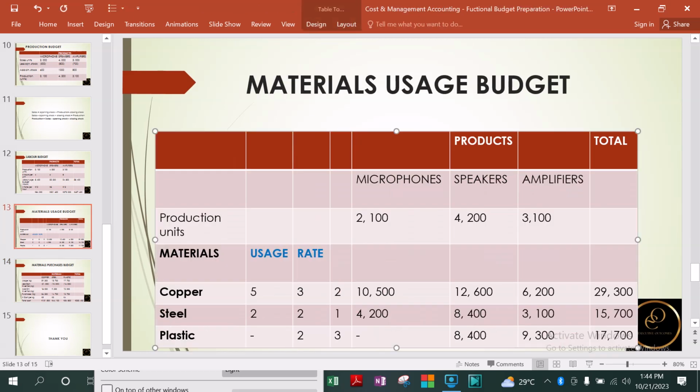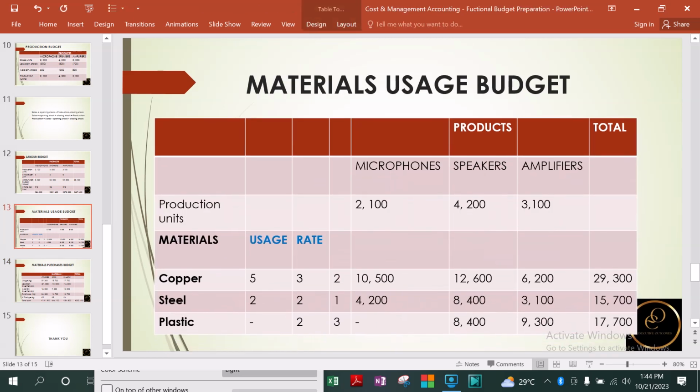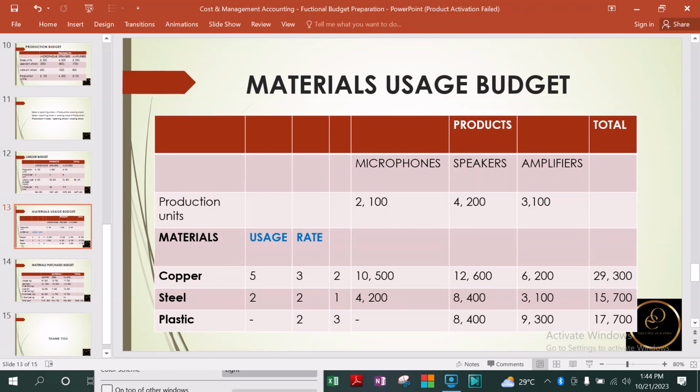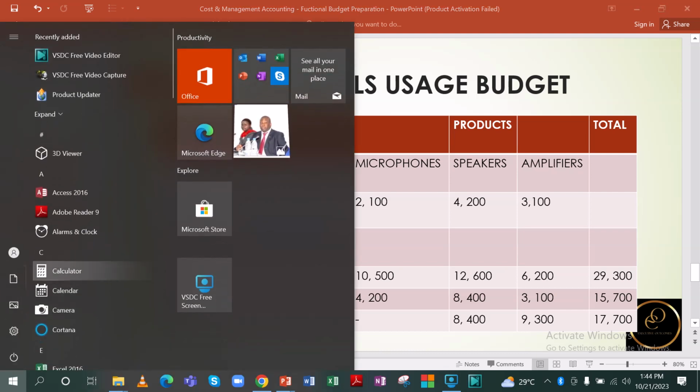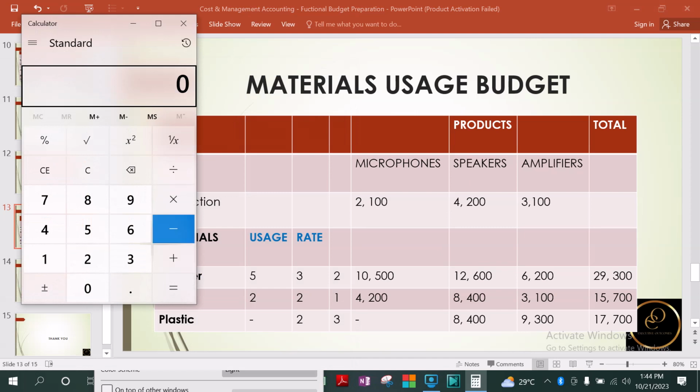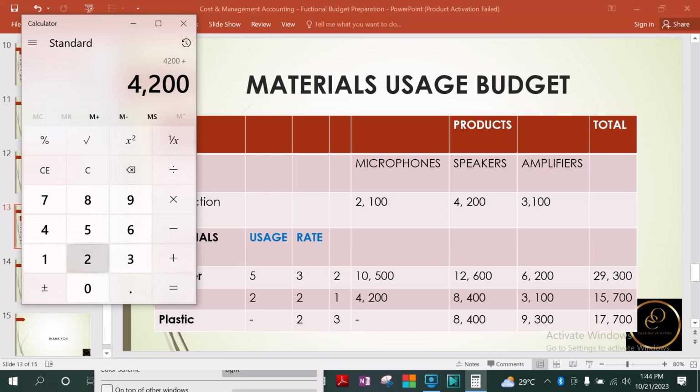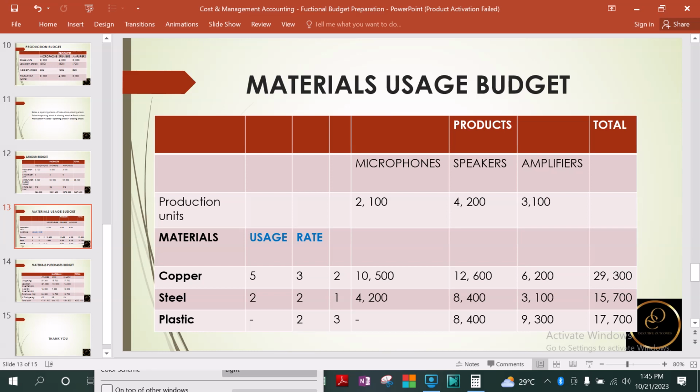If you had to add, let's add this one. We're going to add 4,200 plus 8,400 plus 3,100. It will give you a total of 15,700. Okay, 15,700. That's what it's going to be.